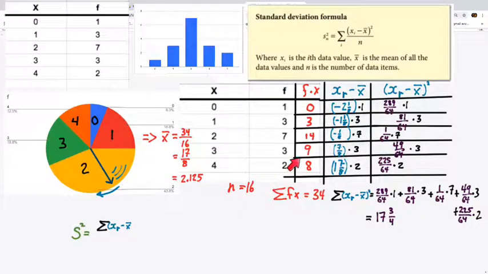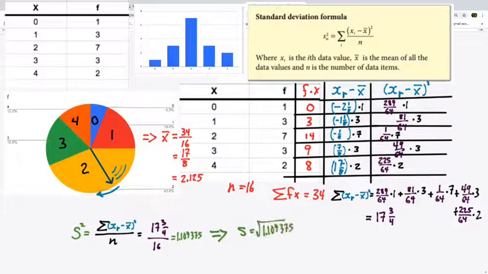So I have enough information now to utilize this formula, which says we're going to take the sum of the squared deviations and then divide by the total number of outcomes, and that's going to give us my variance. That turns out to be exactly 1.109375. If I take the square root of that value, that gives me my standard deviation of about 1.05.